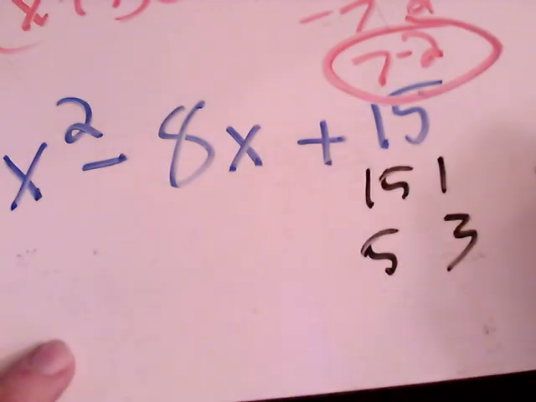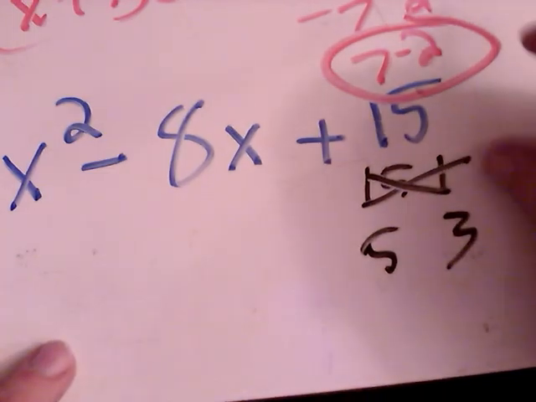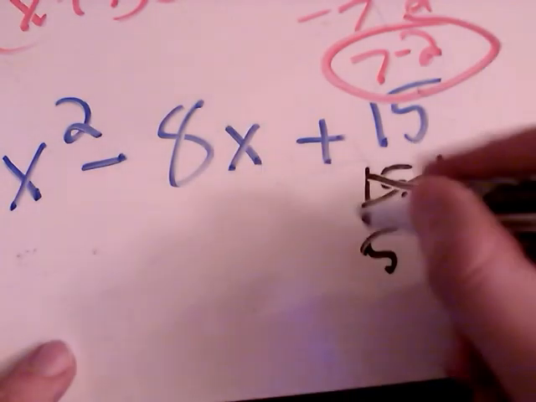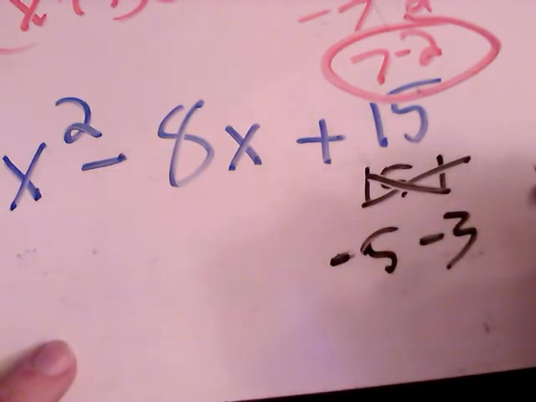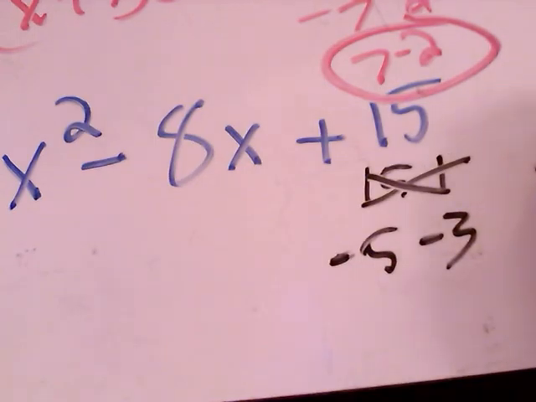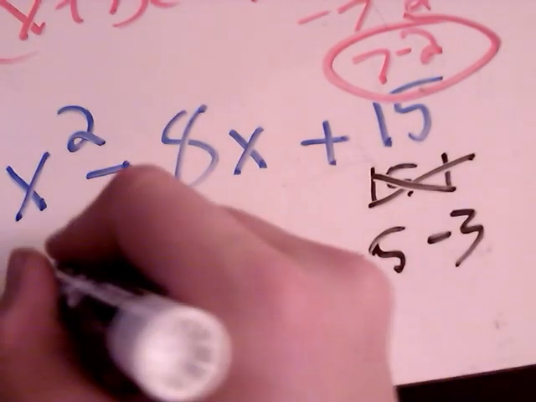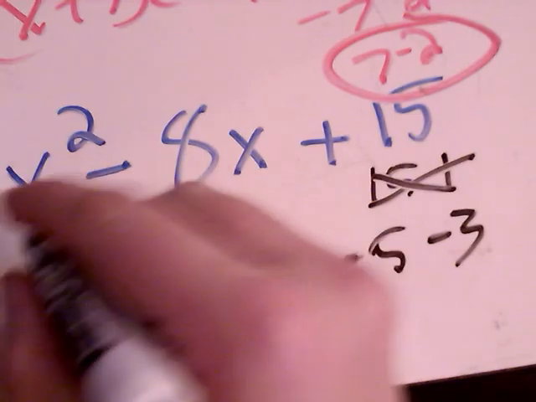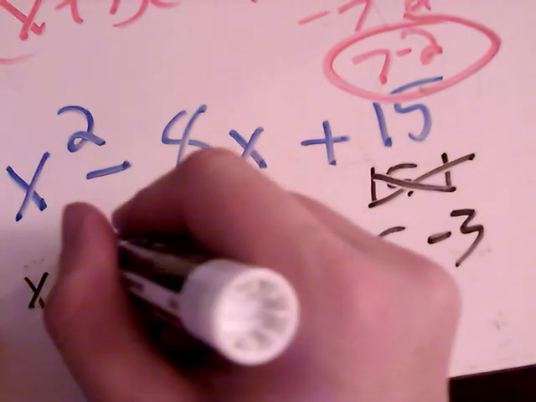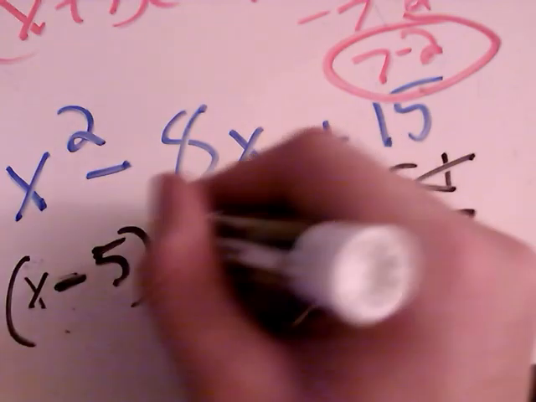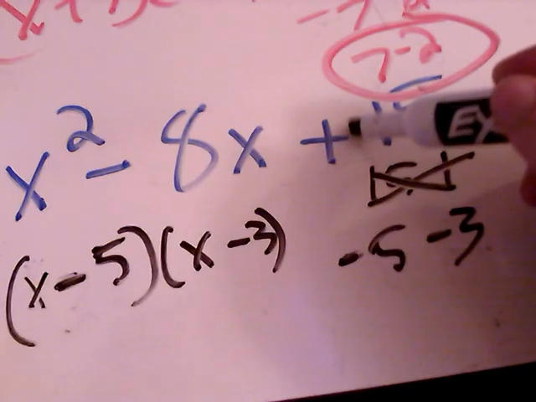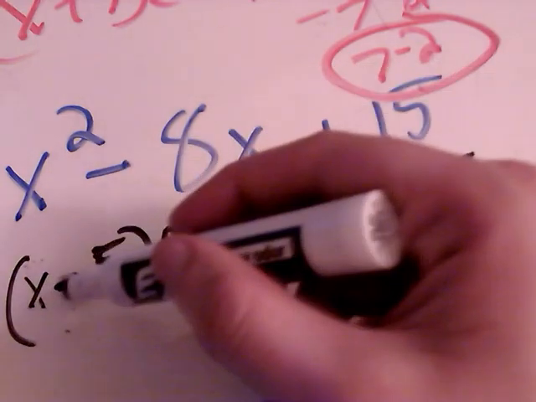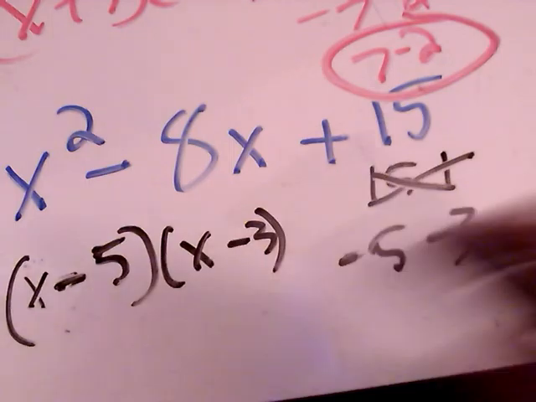Now I look here. 15 plus 1 is 16, so that won't even work. But I look here, 5 plus 3, that gives me a positive 8, but I want a negative 8. So that means both have to be negative. So negative 5 times negative 3 gives me a positive 15. That's correct. But then a negative 5 plus negative 3 gives me a negative 8. So these numbers do work. So I look here, since this is a positive and this is a negative, we will have two different negatives. They will both be negative.